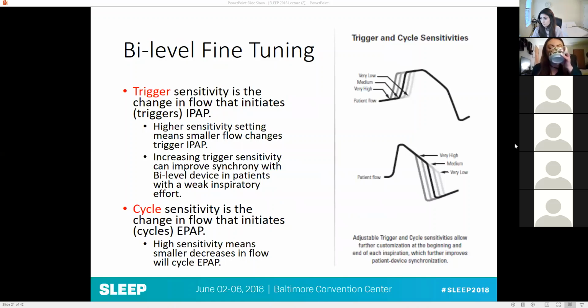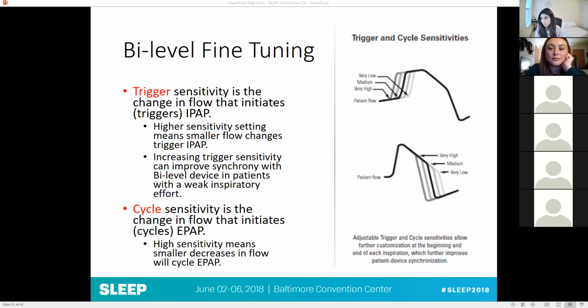Then there's fine tuning you can do with the trigger and cycling. So the trigger is what change in flow initiates the breath. So this is the patient actually initiating the breath. So the higher sensitivity means lower flow changes.